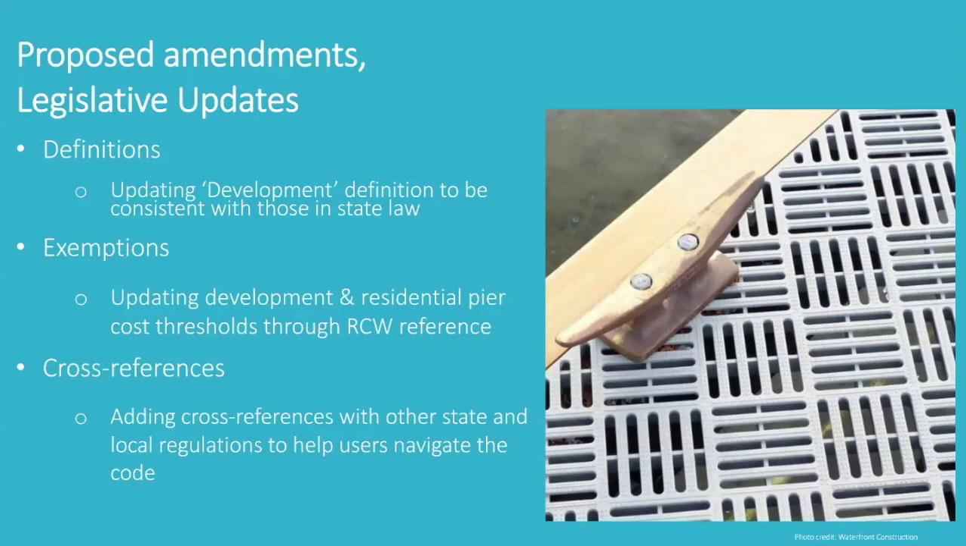Exemptions, so updating the cost thresholds for when you need a shoreline substantial development permit, when you're redoing a residential pier versus a shoreline exemption. So this is actually done through a direct RCW reference is kind of the frame of mind there. And that leads me to the 3rd bullet, that just as a best practice, using cross references to the Washington Administrative Code, the WAC, or the RCW. That way, if those codes at the state level change, the SMP will remain consistent with state law in the future.